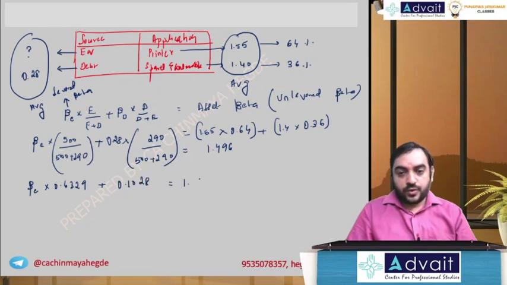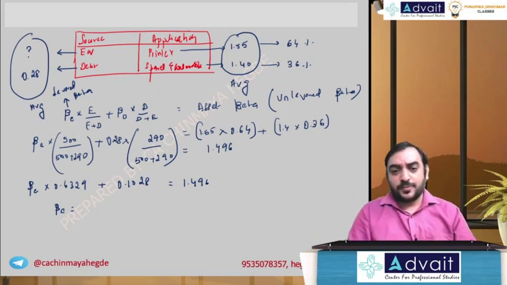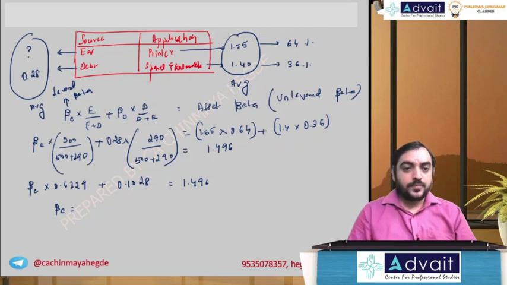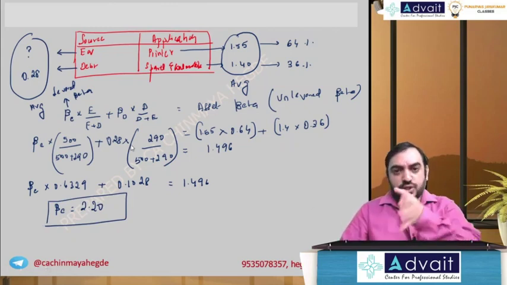That equals 1.496. Simplify this. I hope you should be able to calculate directly. 0.1028 goes to the right side, subtract it from 1.496, and divide by 0.6329. So 1.496 minus 0.1028, divided by 0.6329. Is it 2.2 something? I think 2.2. So the first part of the question is done. Logically, no formula. Equity beta is 2.2, yes, 2.2009.